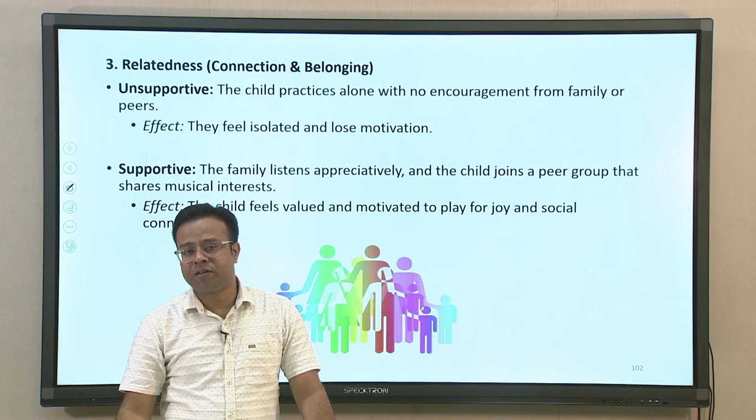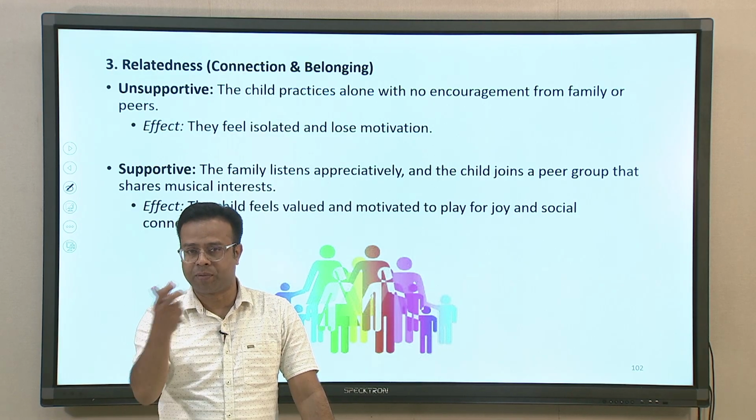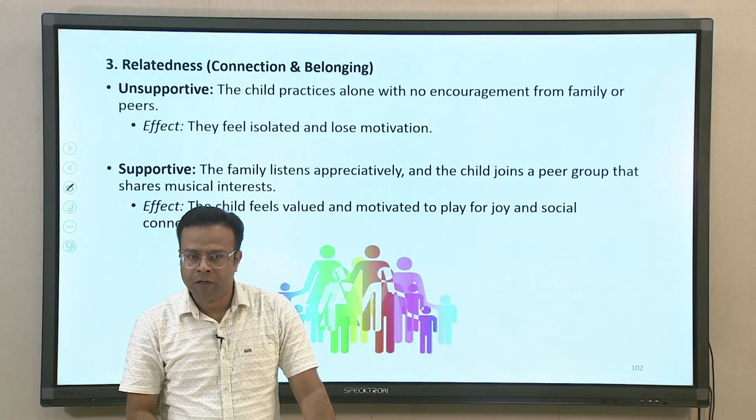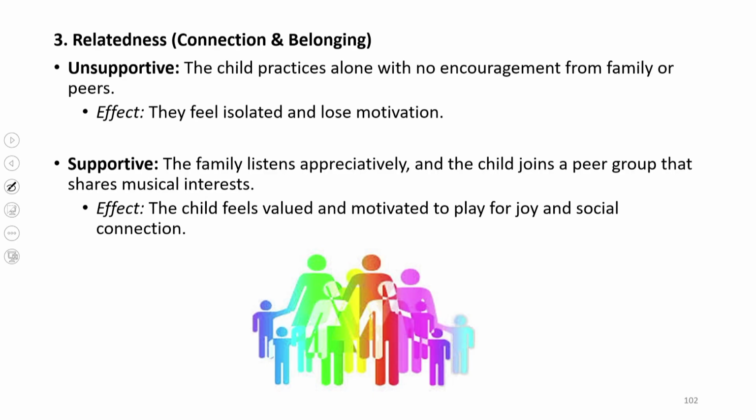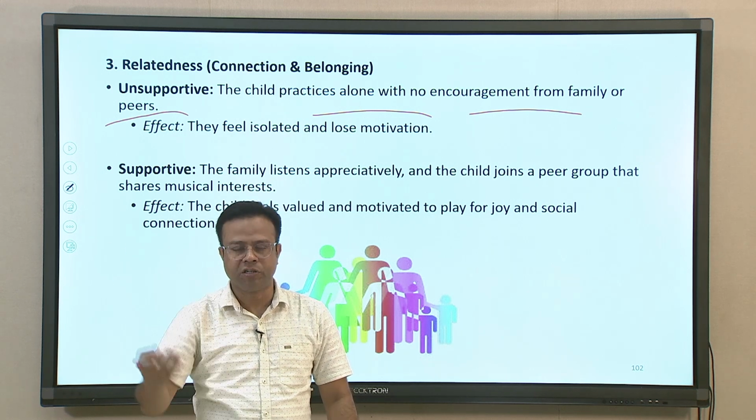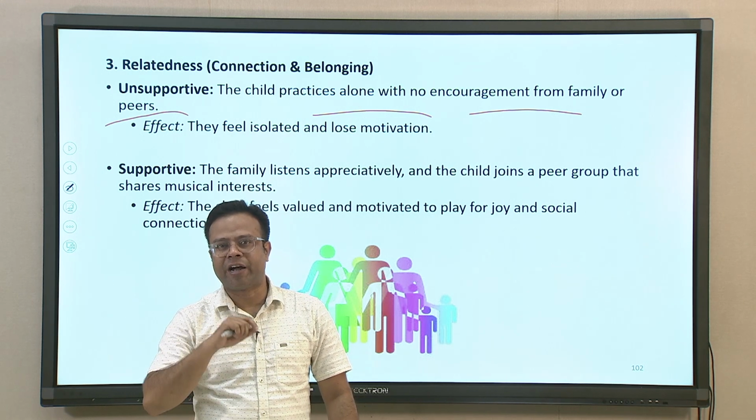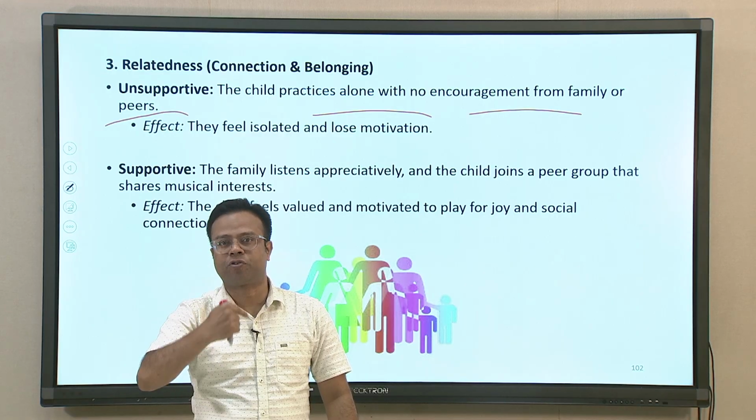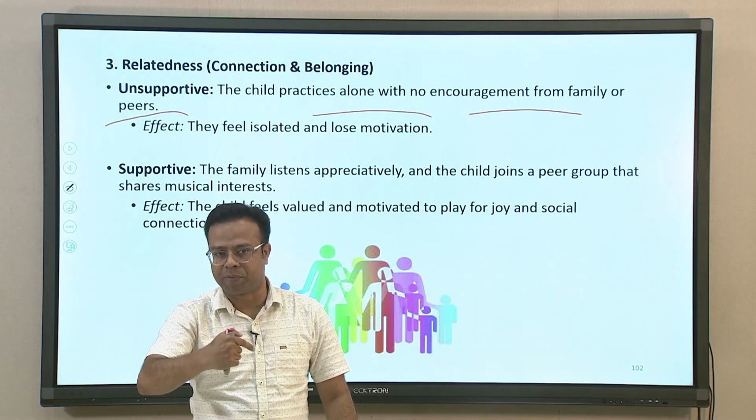The third is the need for relatedness, which is about connection and belongingness. Now, in this case, let us say how this need for relatedness will be unsupported or frustrated. Let us say the child practices alone with no encouragement from family and peers, no one is supporting, no one is encouraging the child. The teacher is also not really encouraging. So, what is happening? The child is not feeling the sense of support or love and care from another person.